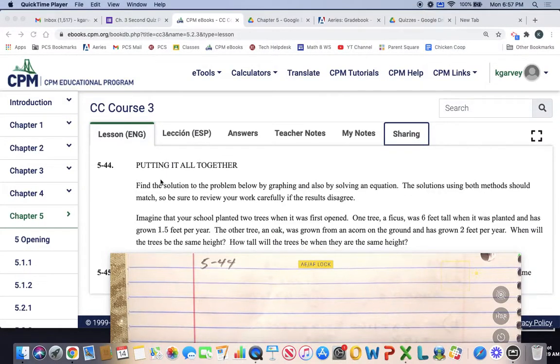5.5-44 now, putting it all together. Find the solution to the problem below by graphing and also by solving an equation. This will be the equal values method. The solutions using both methods should match, so be sure to review your work carefully if the results disagree.